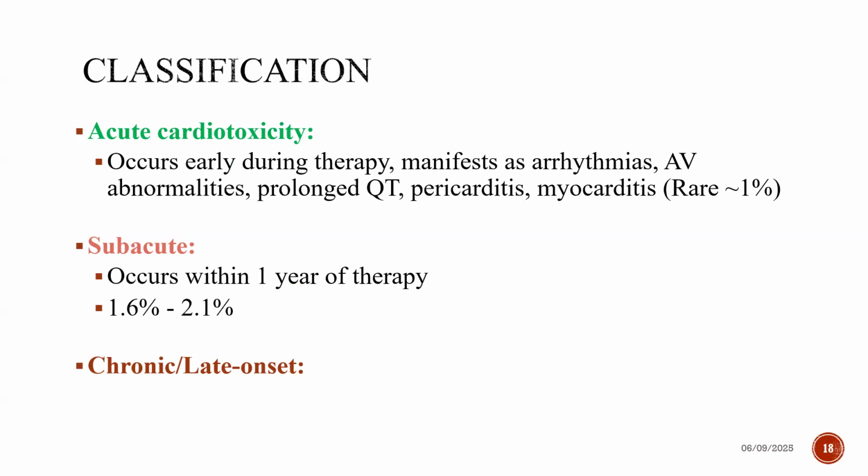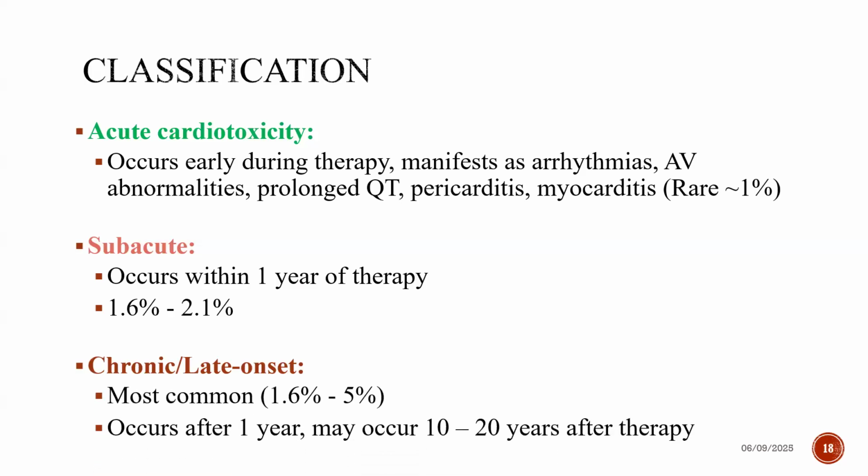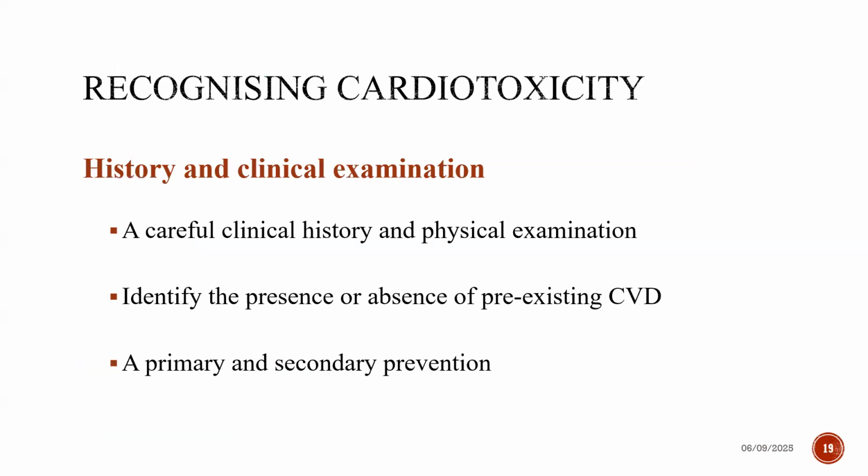Then we have subacute. Subacute usually occurs anytime between the commencement of the treatment up to 1 year into the therapy. And this occurs in about 1.6 to 2.1% of the patients. And then lastly, we have the chronic or the late onset, which is the most common, and usually occurs in about 1.6 to 5% of patients. And this occurs after a year and may even occur later in life, up to about 20 years after the chemotherapy.